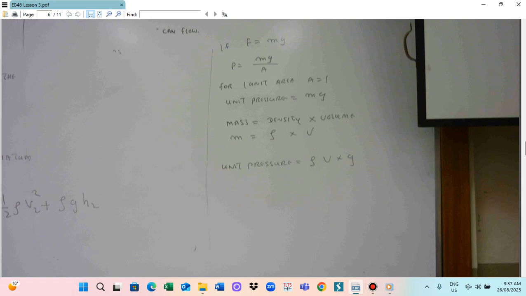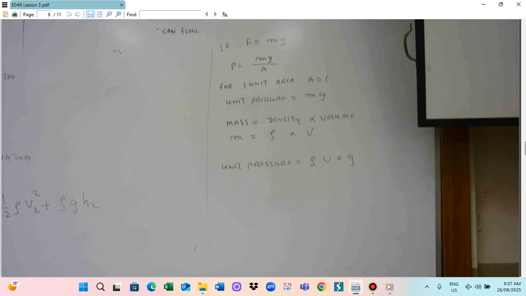A. So the unit pressure is for 1 unit area. A is equal to 1. So this is the unit pressure can be calculated by mg. Mass multiplied by gravity, then you can calculate the unit pressure.